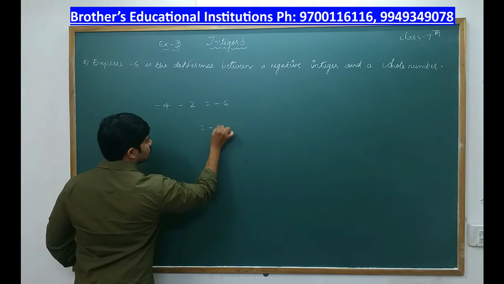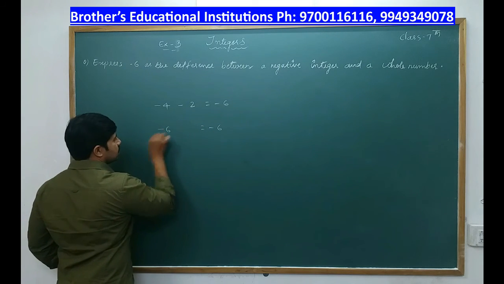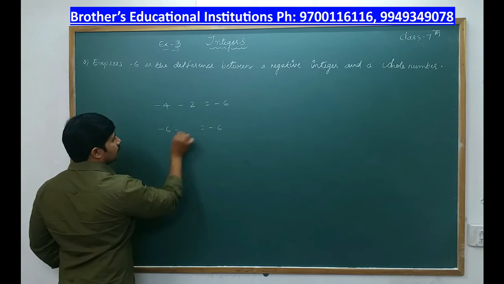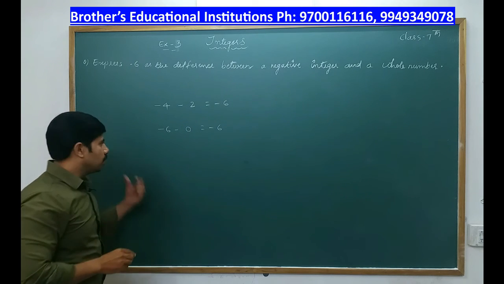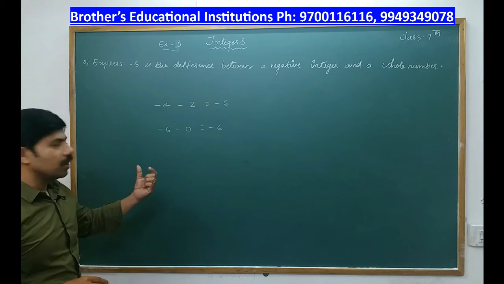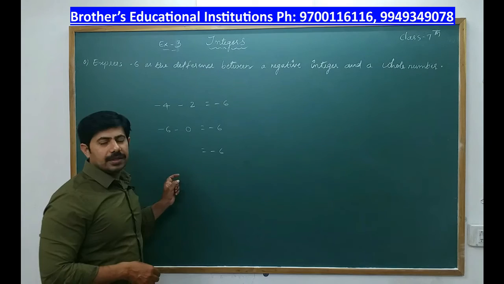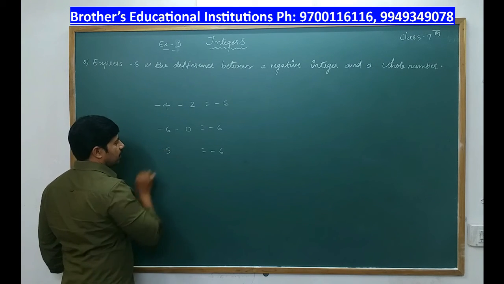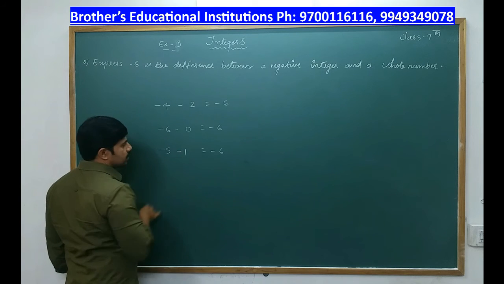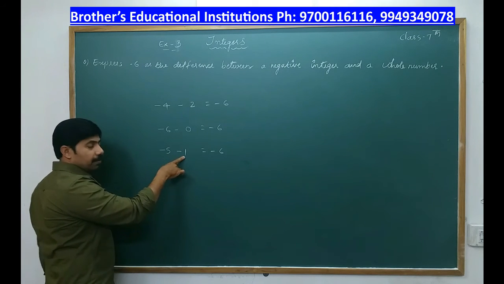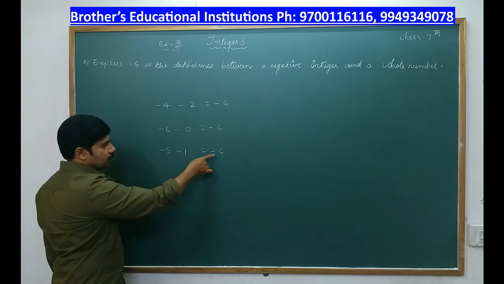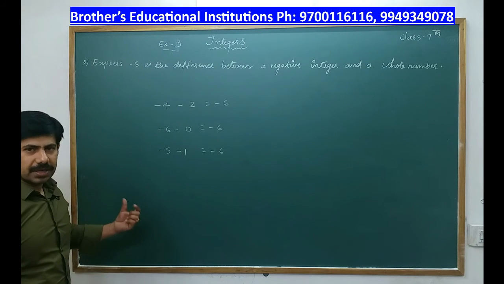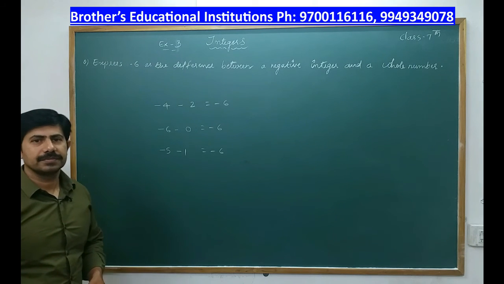We can give one more example. To get minus 6, what I do is, I take minus 6 and 0. 0 is a whole number. Minus 6 minus 0 is nothing but minus 6. So the third example is, we can give minus 5 and minus 1. Minus 5 is a negative integer, 1 I am taking as a whole number. Subtract these two, we get minus 6. Minus 5 minus 1 is minus 6.